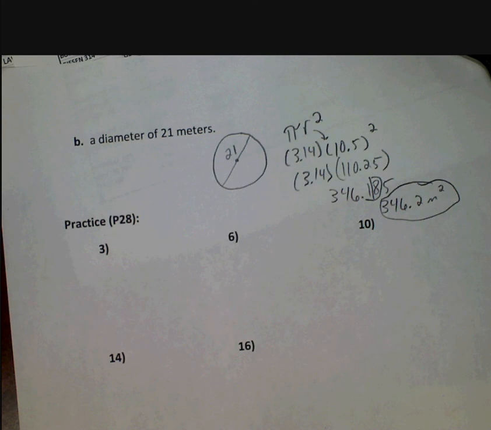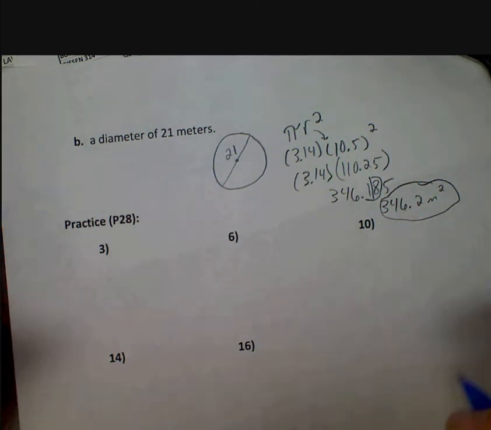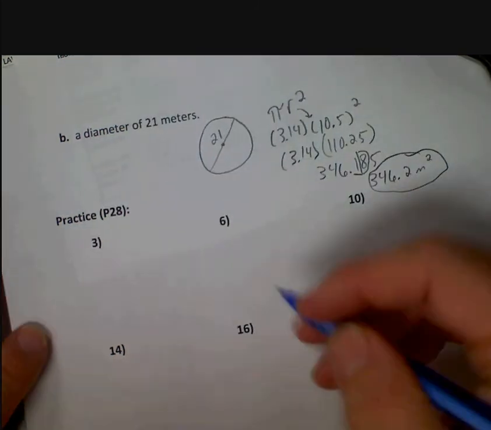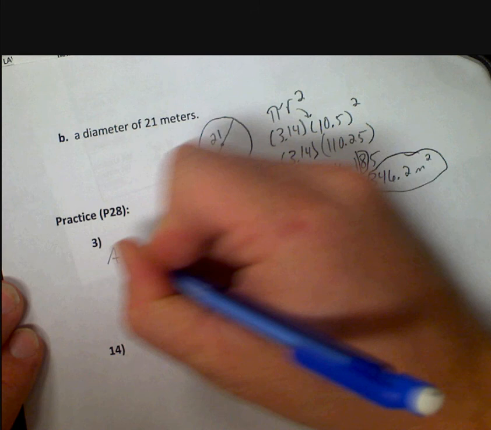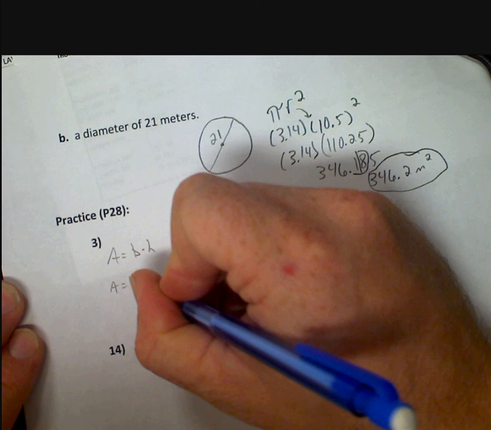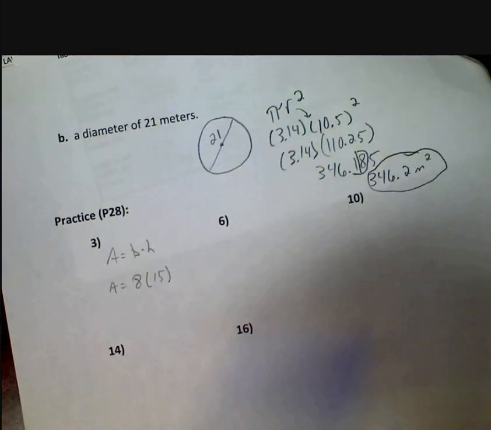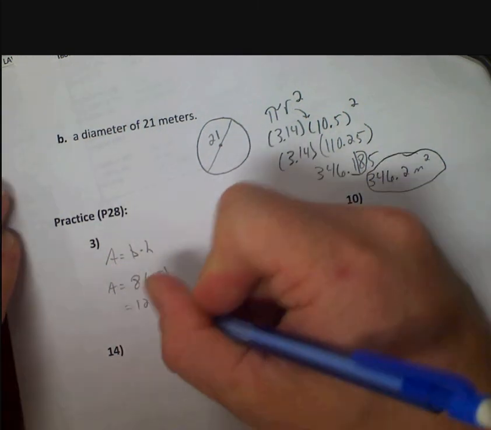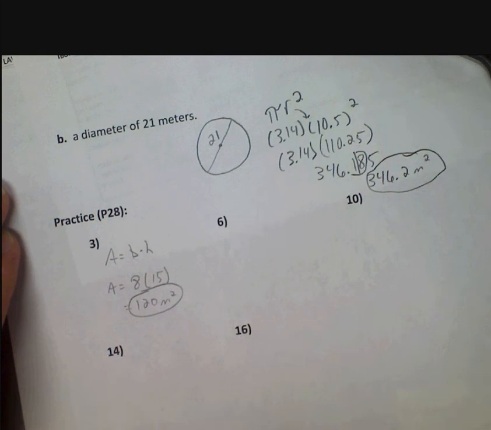So now we can go ahead and do some practice problems. Practice on P28. Number 3 says find the area of each figure. Go ahead and pause the video and try. So I know this is a parallelogram. I know my area is base times height. So my area would be 8 times 15. So 8 times 15 gives me 120. So I would have 120 meters squared.